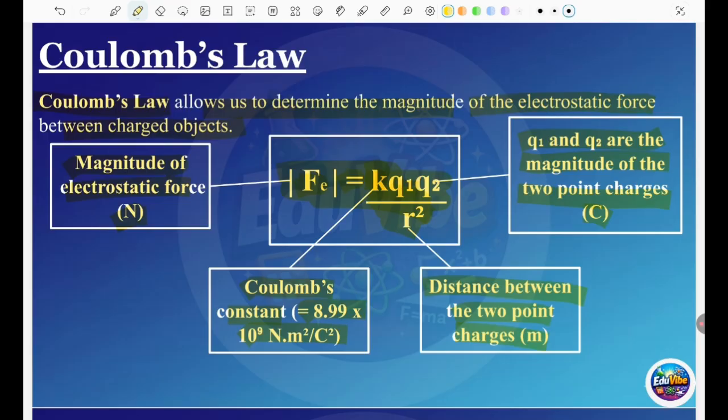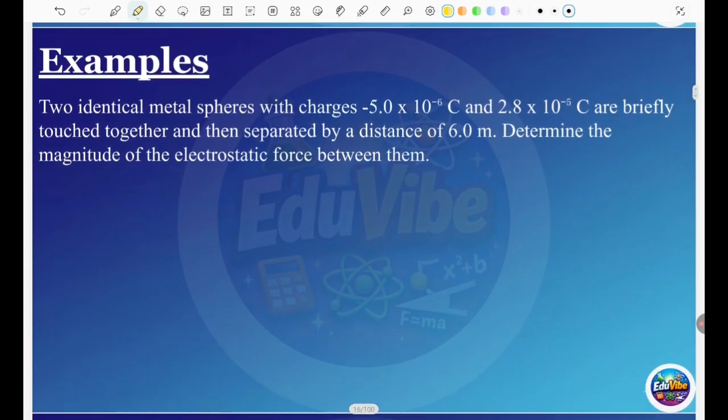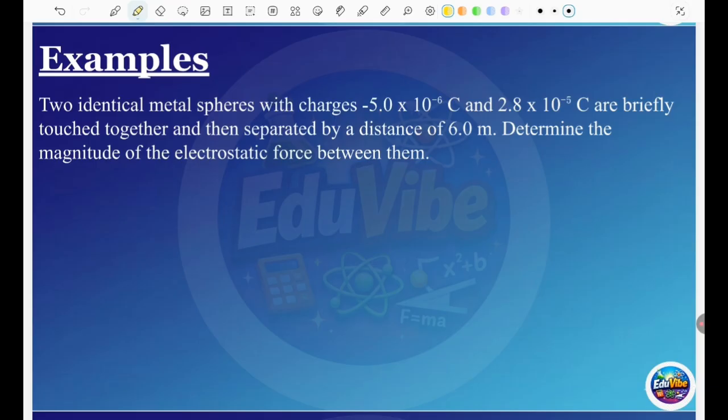So this is the value you have to know in the constant term, and this formula is also on the data sheet. So don't worry about memorizing this. Don't worry about memorizing the constant value. This is all on the data sheet. So we have an example on this now. We have an example to cover in this.